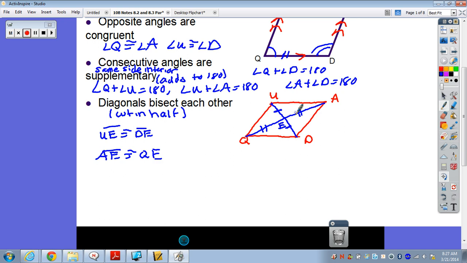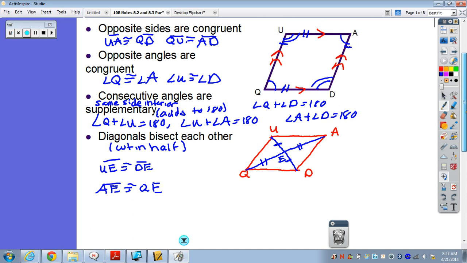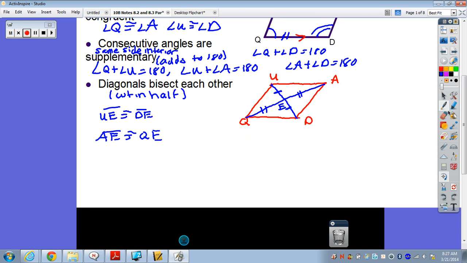Now just be careful, UD and QA are not congruent. That's not a property of parallelograms. It's just that the diagonals are cut in half so that the 2 parts of each diagonal are equal to each other. So those are the properties. We know a few other things. For parallelograms, we would also know that alternate interior angles, like these 2, are congruent because opposite sides are parallel. That's just prior knowledge that we also have to apply to these questions.